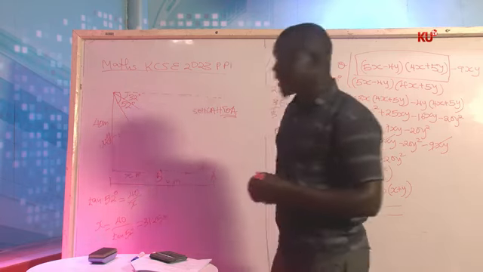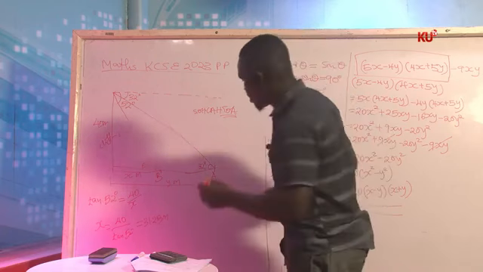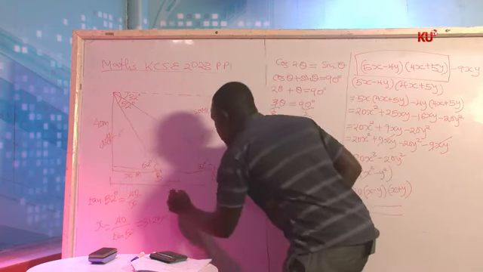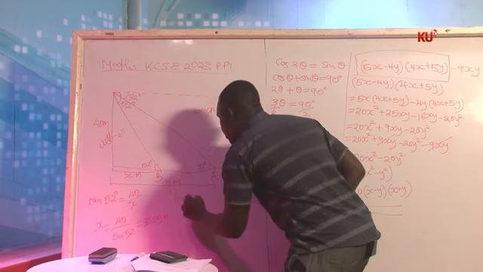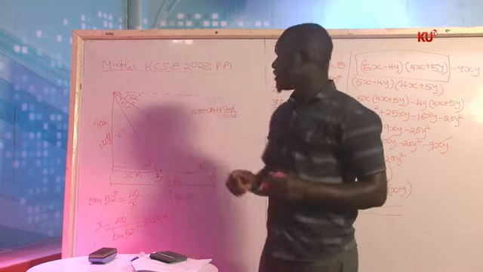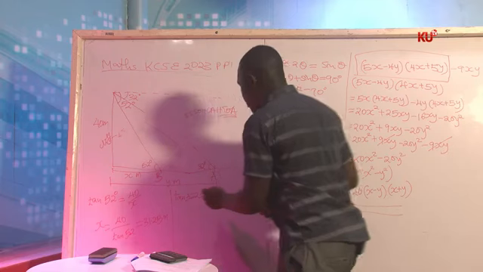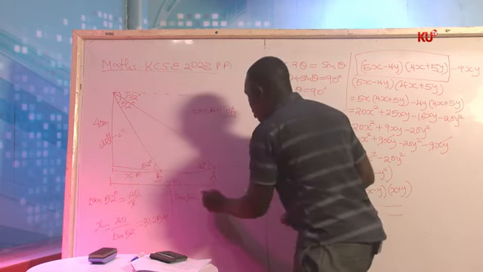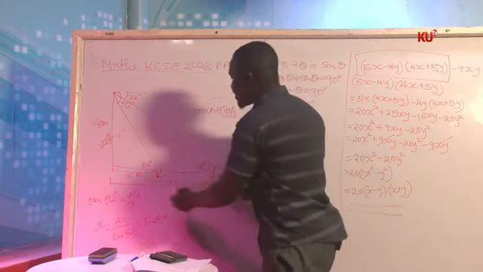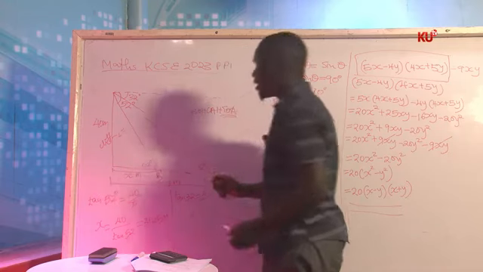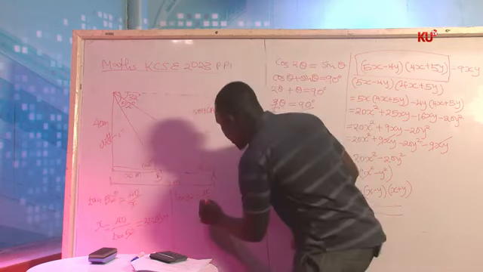Let's also get the tangent of 32 degrees. Let's get tan 32. Still, its opposite is 40 meters over the adjacent, the distance from here to here, which is y, so 40 over y.